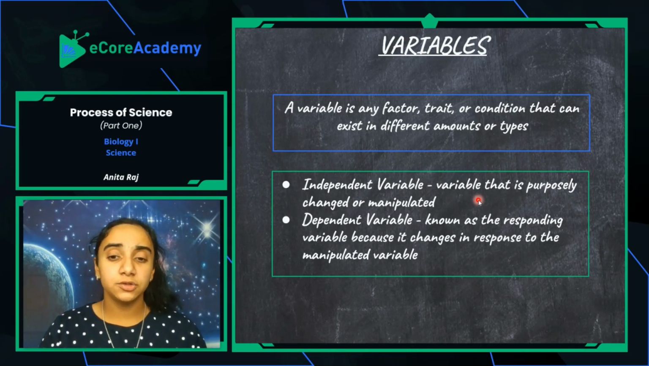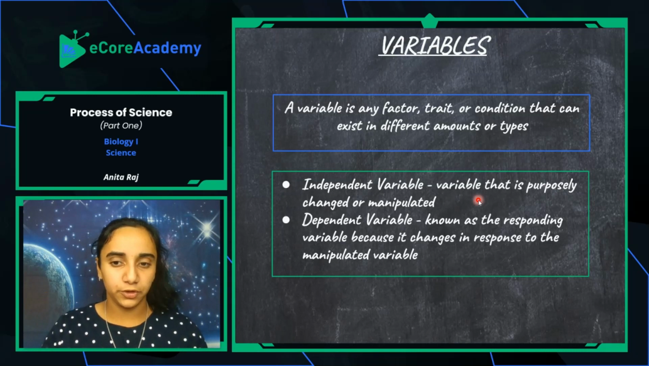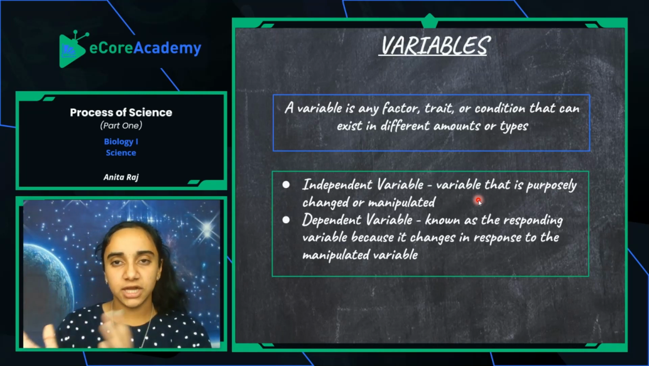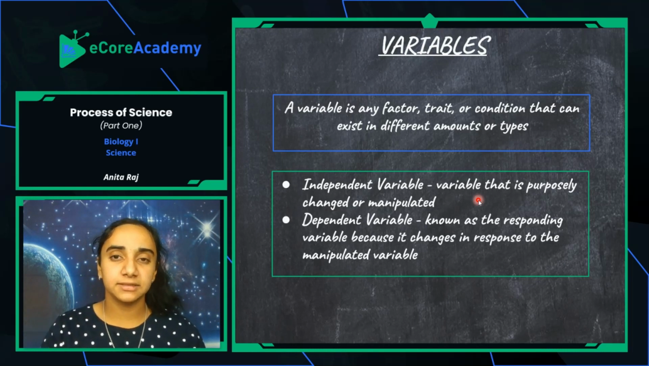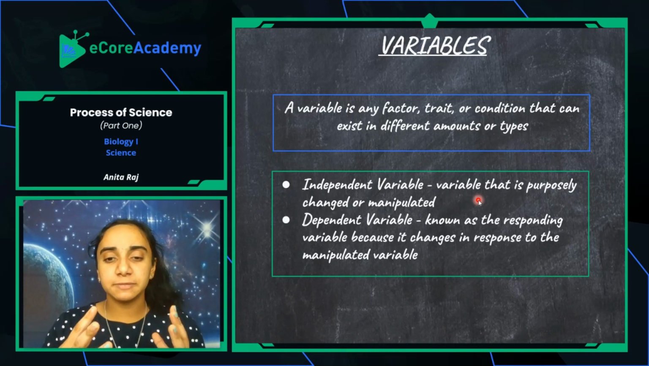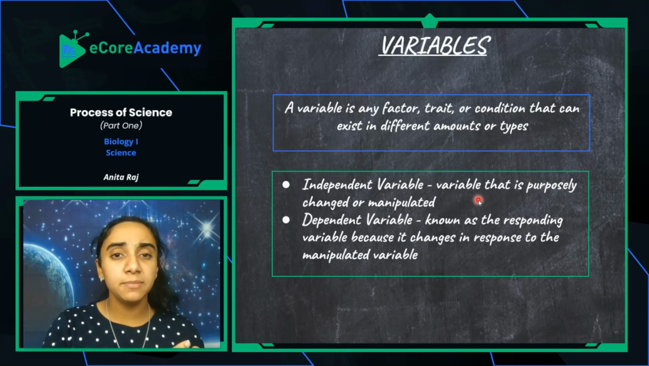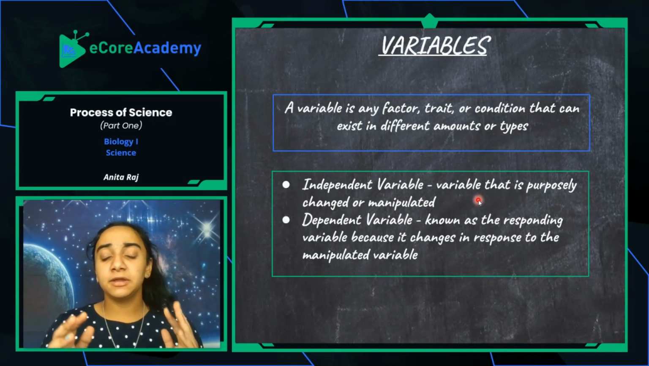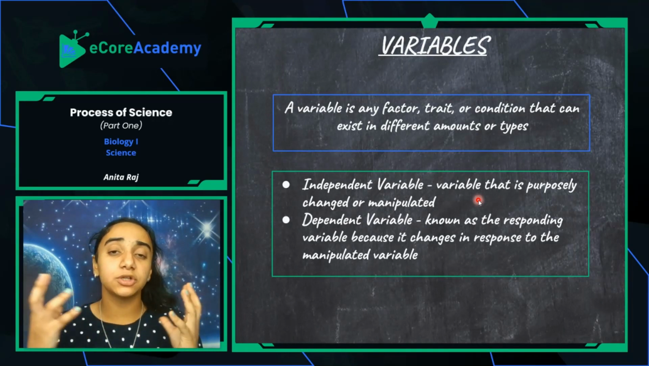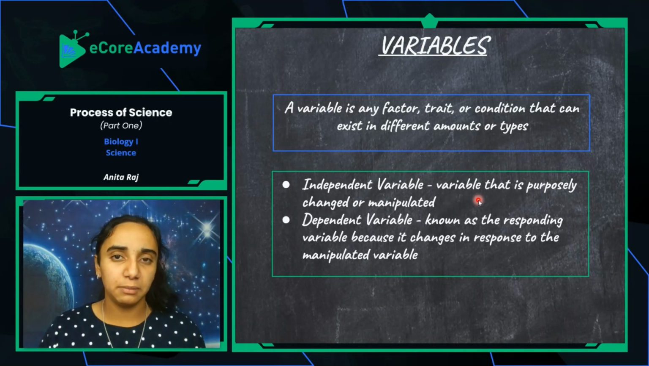I want to segue into the dependent variable, which is the other variable you'll have. This is known as the responding variable because it changes in response to the manipulated variable. Because I'm changing the amount of water each plant gets, the dependent variable is going to be what occurs because I'm giving those plants these specific amounts of water. So it changes in response to the manipulated variable. I'm controlling the manipulated variable, but keep in mind that I cannot control the dependent variable. The dependent variable is going to act depending on how it should based off of what the independent variable is.